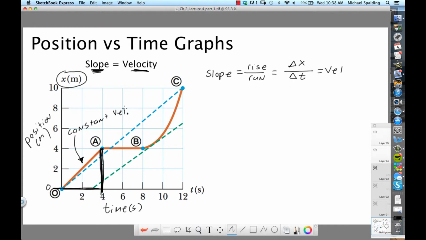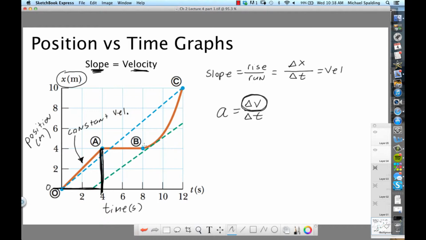And I want you to make a note of something right now. Another name for constant velocity is zero acceleration. If your velocity is constant, that means it's not changing. So what's the definition of acceleration? Change in velocity over time. If your velocity is not changing, then what's the acceleration? Zero. Another name for constant velocity is zero acceleration. That's really important. Okay? Now what's happening from A to B?